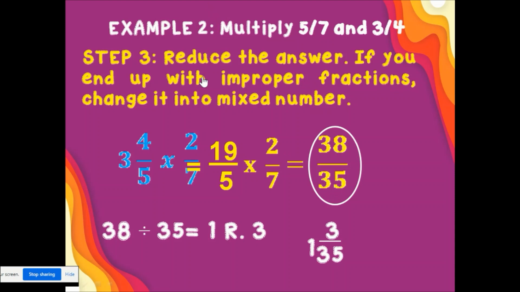Then, let us reduce our answer. Since 3 over 35 is already in the lowest term, this is our final answer. 1 and 3 over 35.